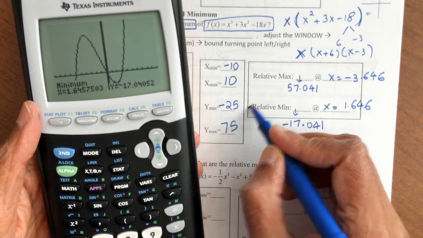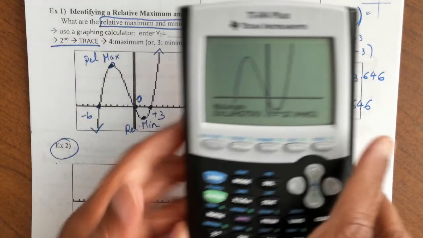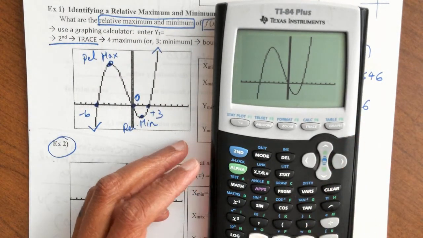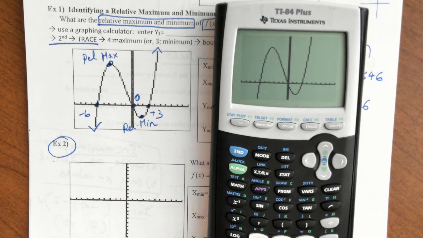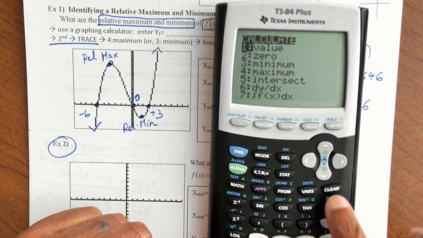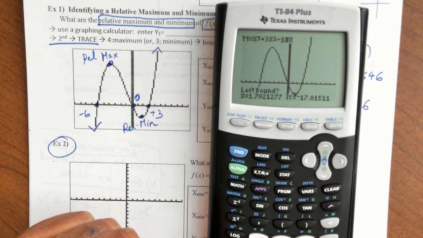All right, so we have taken care of the relative minimum. I'll do the same process for the maximum. So you can quit this, press enter, you can get rid of the minimum and go back to maximum. Where is the maximum found? In the calc. Calc option gives you maximum, minimum, zeros and some of the other stuff. So go back to second trace. There is maximum as option number 4. Choose that. It'll ask you the same question.